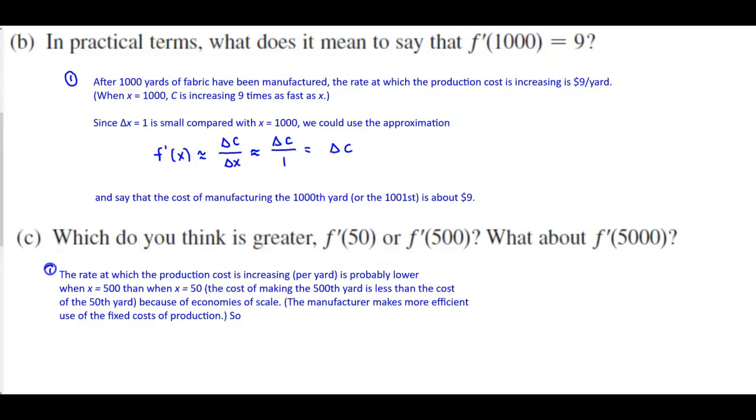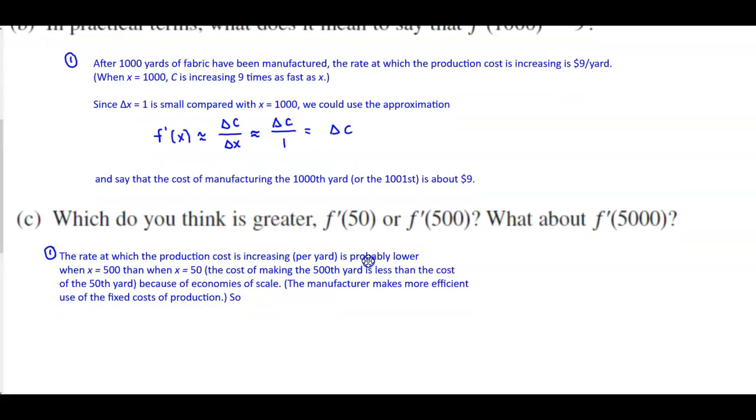Okay, so the rate at which the production cost is increasing per yard is probably lower when X is equal to 500 than when X is equal to 50, which is to say the cost of making the 500th yard is less than the cost of the 50th yard because of economy of scale. So the manufacturer makes more efficient use of the fixed costs of production. So we would then say that F prime of 50 is greater than F prime of 500.